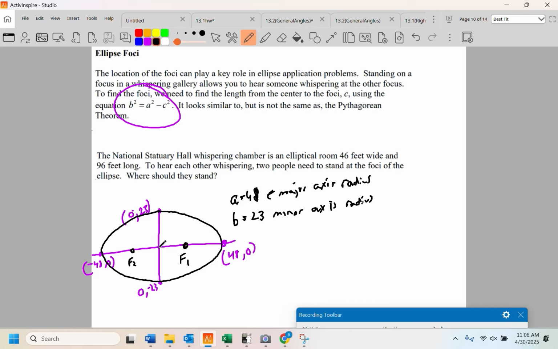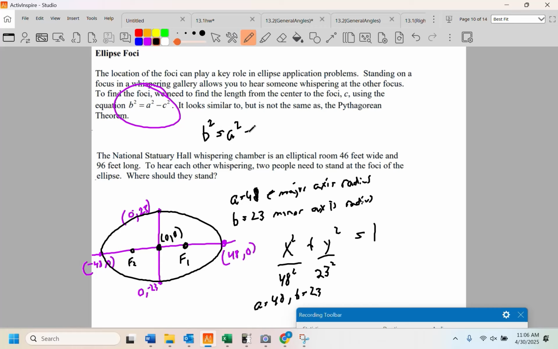And because I chose to draw centered at the origin, I can just do x squared over a squared plus y squared over b squared equals 1. This would be over the major axis, which is 48 squared, and this is over the minor axis, which is 23 squared. But the whole point was I picked out that A was 48 and that B was 23. So you have an equation that you get to use that says B squared equals A squared minus C squared. Okay? We can feed that some stuff.